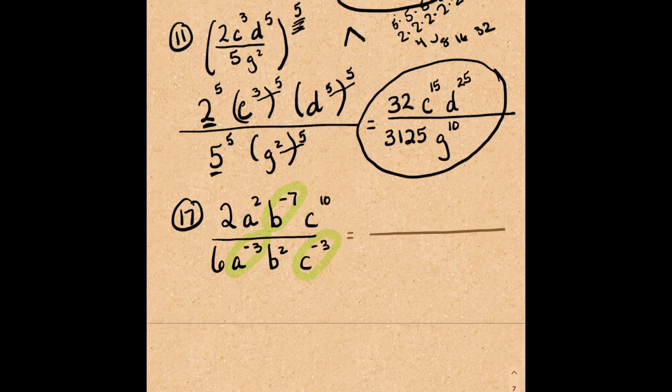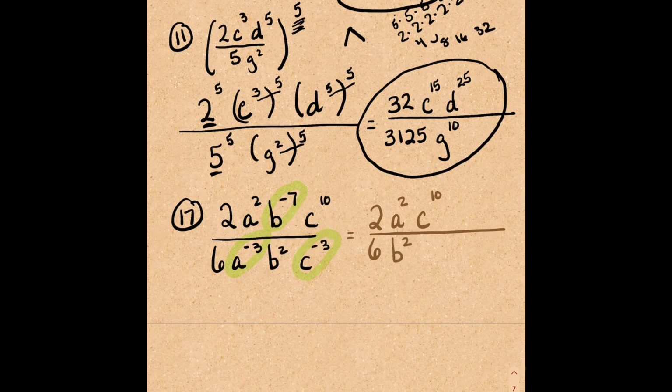The 2 is happy, so let's leave it. The a squared is happy, so let's leave it. The c to the 10th is happy, so let's leave it. Okay? The 6 is happy, so let's leave it. The b squared is happy, so let's leave it. Okay, let's deal with unhappy.